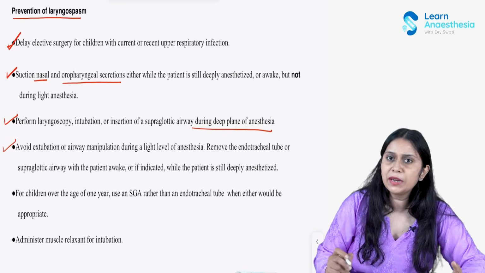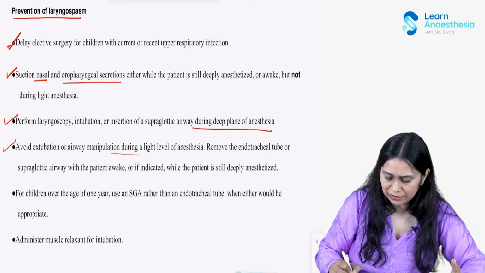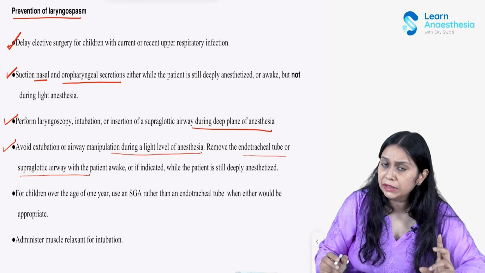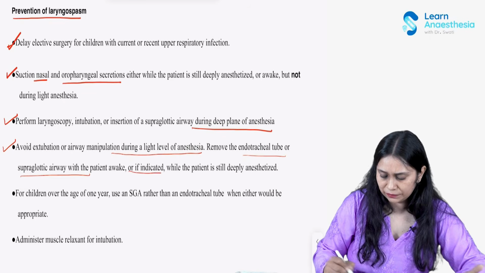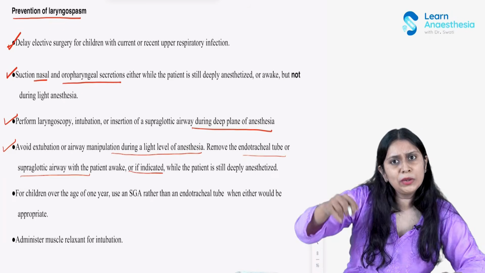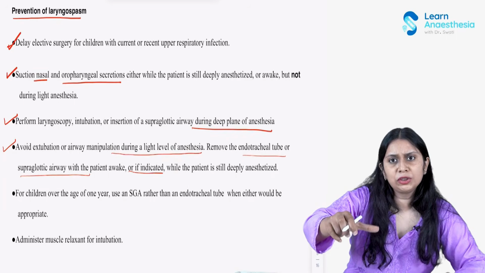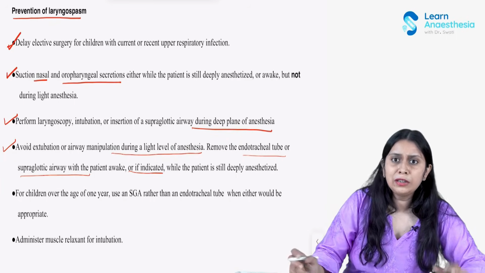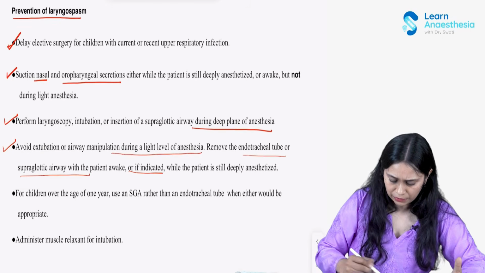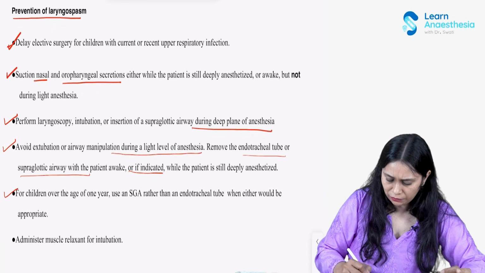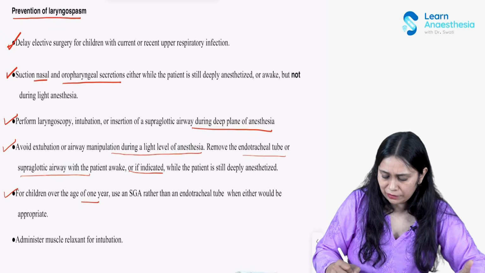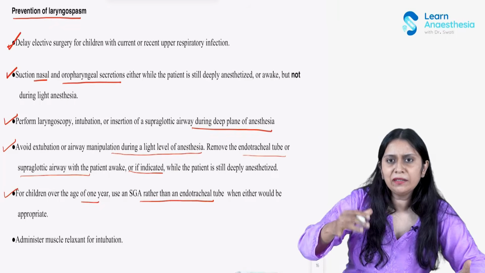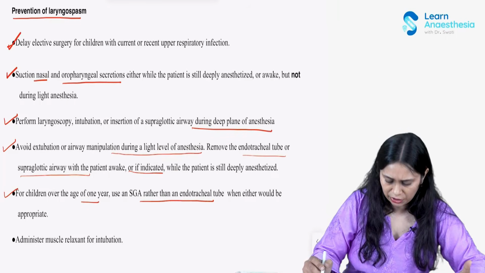Then avoid extubation or airway manipulation during a light level of anesthesia. Removal of the endotracheal tube or supraglottic airway device should be done either in a patient who is awake or under a deeper plane of anesthesia. Right? A deeply anesthetized patient, we can extubate and do mask ventilation. Or when the patient is awake, never do it in the lighter plane of anesthesia. For children over 1 year of age, try to use a supraglottic airway device as much as possible rather than an ET tube, right? A supraglottic airway device is less associated with this complication.